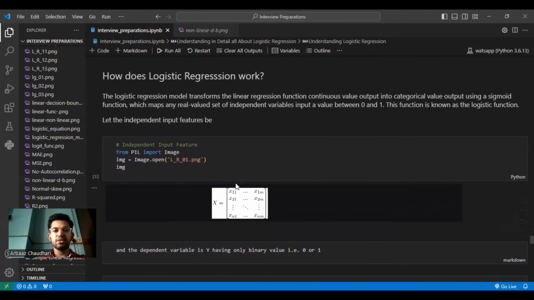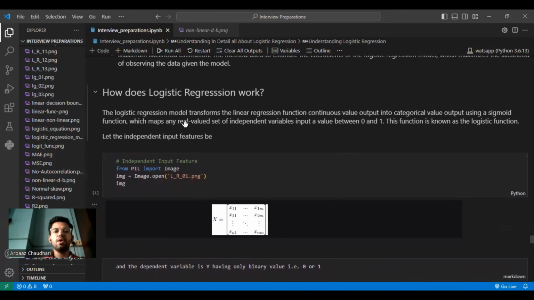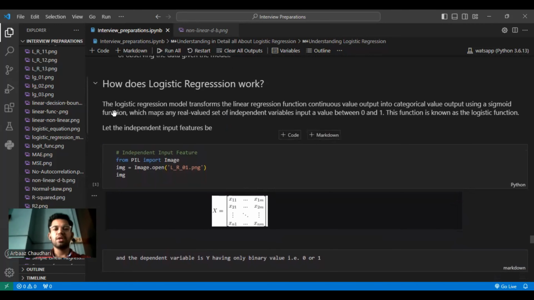Now let's move on to the next. How does logistic regression work? The logistic regression model transforms the linear regression function's continuous value output into categorical value output using a sigmoid function. From earlier in this video, we are seeing that the continuous y is changed into the range of 0 to 1 with the help of the sigmoid function.